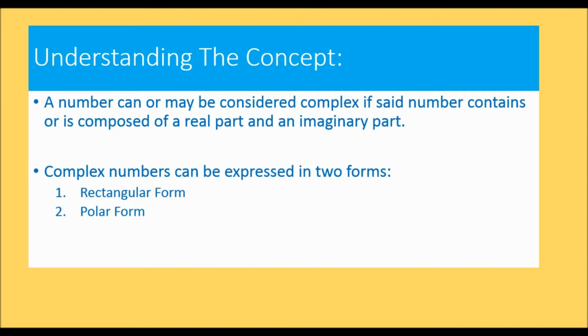The first thing you need to do is understand the concept. A number may be considered complex if it is composed of a real part and an imaginary part. Complex numbers can be expressed in two forms: rectangular form, which some people know as Cartesian form, but I much prefer rectangular as a naming convention, and the polar form.